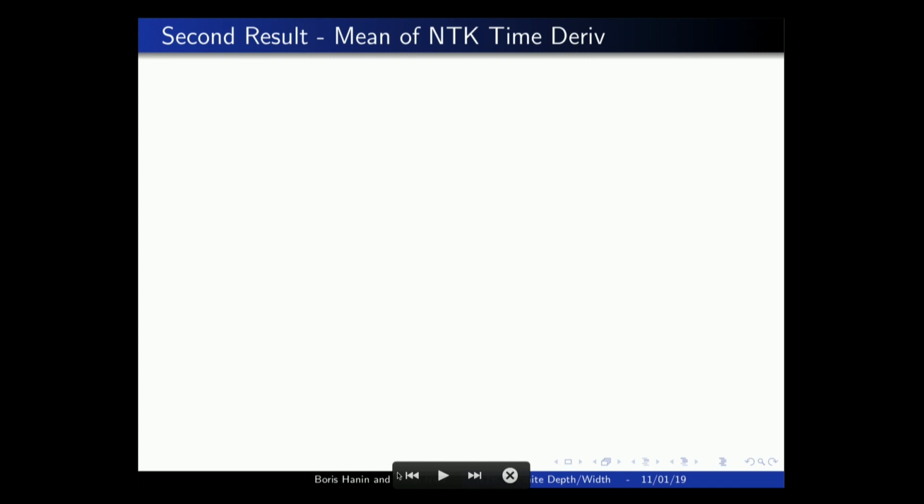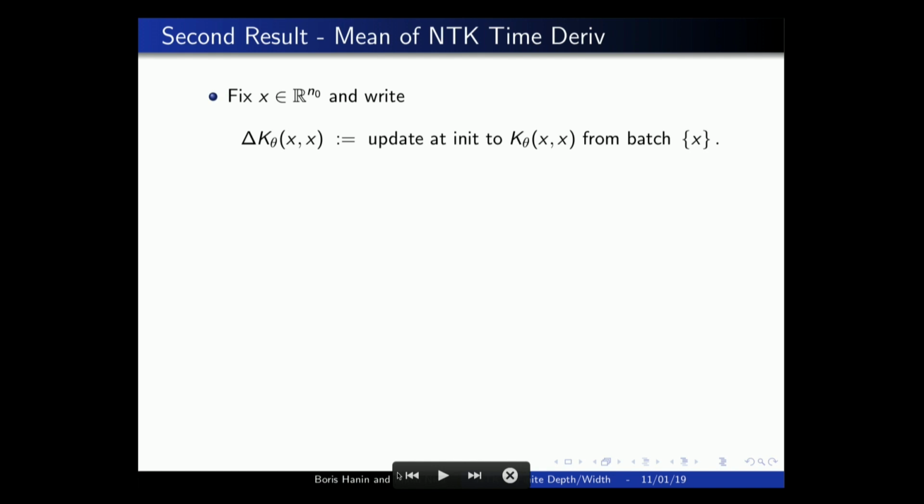So to set up this result, what I need to do is I'm going to fix an input x to my network, a vector in R^{n_0}. And I'm going to consider Δ K_θ(x, x). So you'll see that the techniques have to do with only allowing yourself a single input at a time to the network. So I study the neural tangent kernel on the diagonal. And I ask, what's the update due to one gradient descent update that comes from a batch of size 1 that contains only x? I can only deal with one input x. But already, this is something. This is something about the dynamics of the NTK.